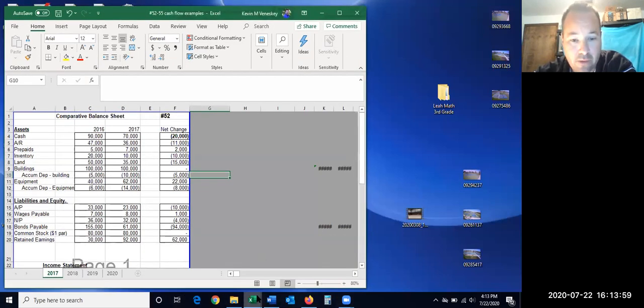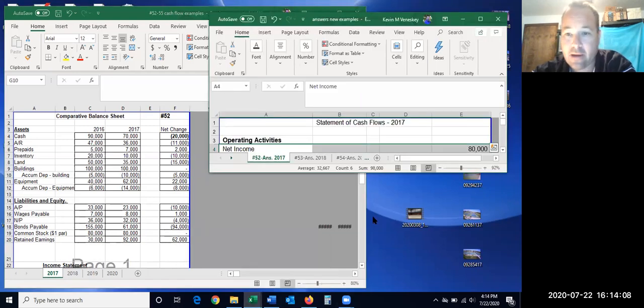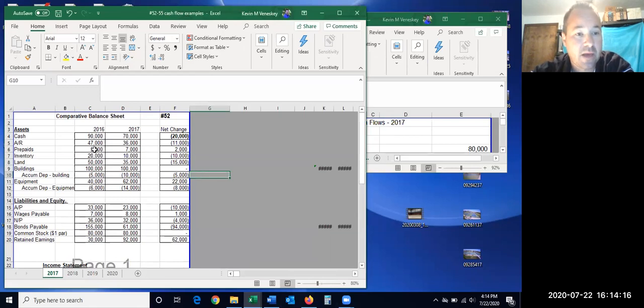So if you go ahead and pull up your examples, this number 52, we're going to look at the 2017 tab. And then I've got an answer tab out here to the side as we go through, so you can see what the statement of cash flows looks like. All right, so this is what you would be given. A comparative balance sheet. Remember, you need 2 years. And then out to the side, I went ahead and put the change for the year.